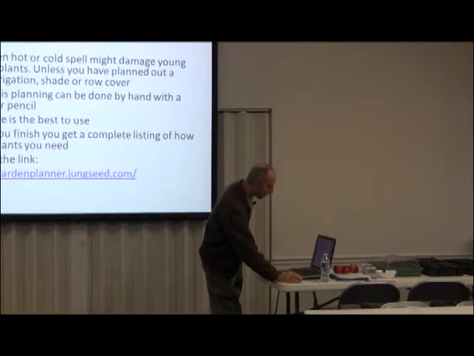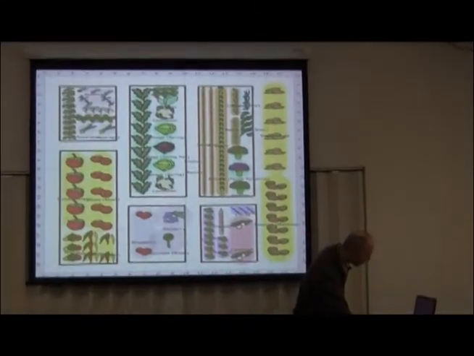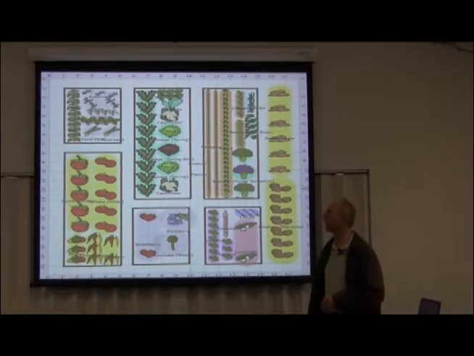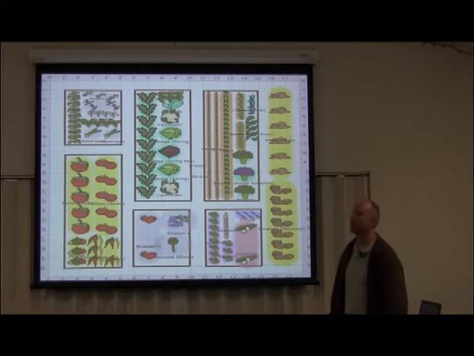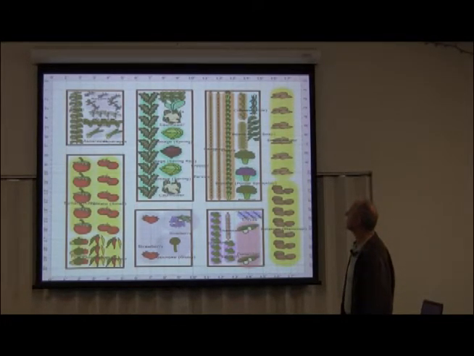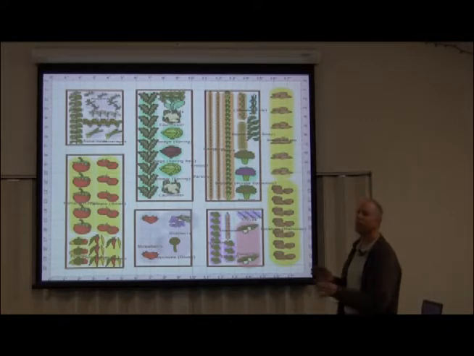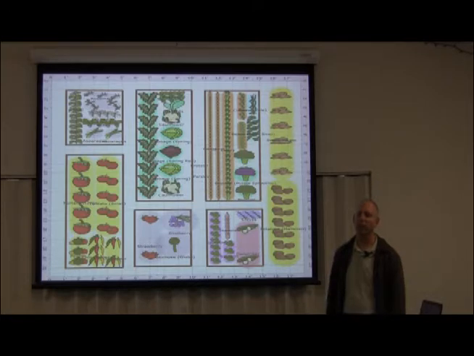But I did bring a picture here. Here's a picture of the garden planner with a person that laid out their garden. This is not actually my garden, but it's something that someone laid out, and I thought they did such a good job. They have all the colors. What these colors mean is that those are in the same plant families, and then they can easily rotate.